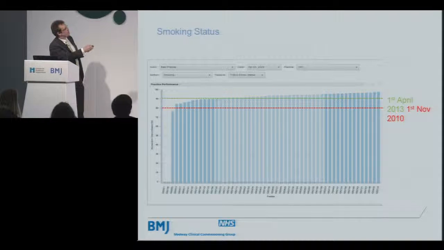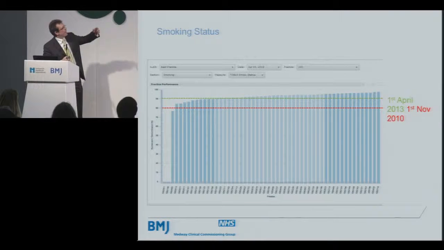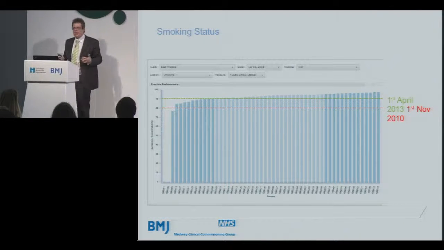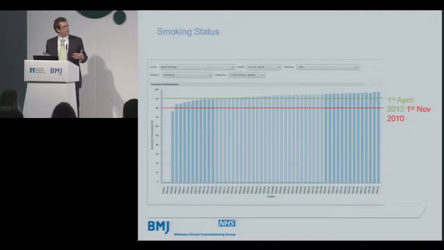average percentage across the whole CCG of the patients that we had smoking status recorded on as at the 1st of November 10. The top line is the 1st of April 2013. Now, what I can tell you is that difference is actually about 31,000 patients who we've added, we know the smoking status. And this is the smoking status within the last 27 months. So for any smoker, it's got to be current. Equally, I've got information on an extra 30-odd thousand patients.